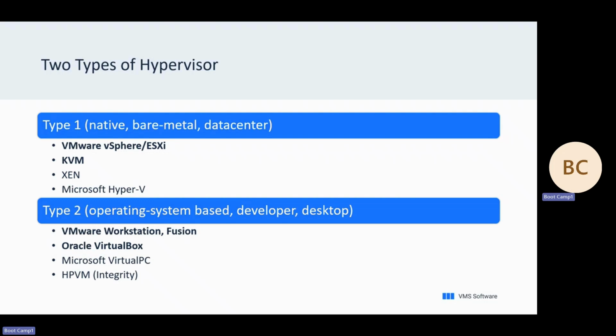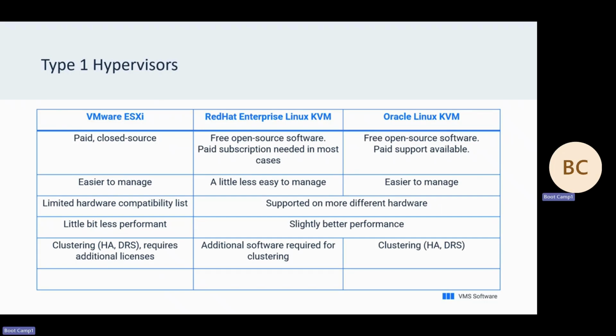So let's begin with the type 1 hypervisors. There's VMware ESXi, and then I've put two different flavors of KVM on this slide. There's Red Hat Enterprise Linux with KVM, and there's Oracle Linux with KVM. The reason I've picked those two is because we are working towards publishing a list of supported hypervisor platforms and best practices on how to set up those platforms. And these will be the three platforms that we are going to officially support.